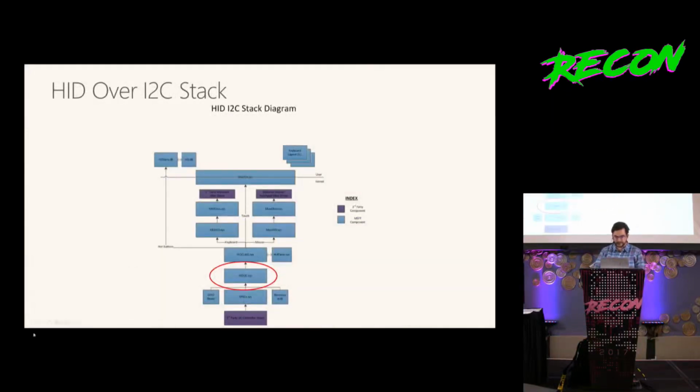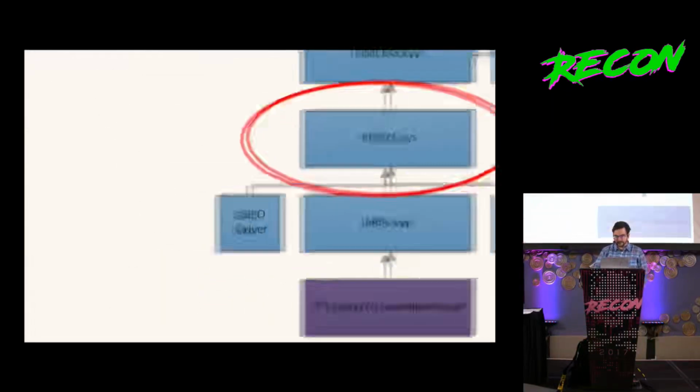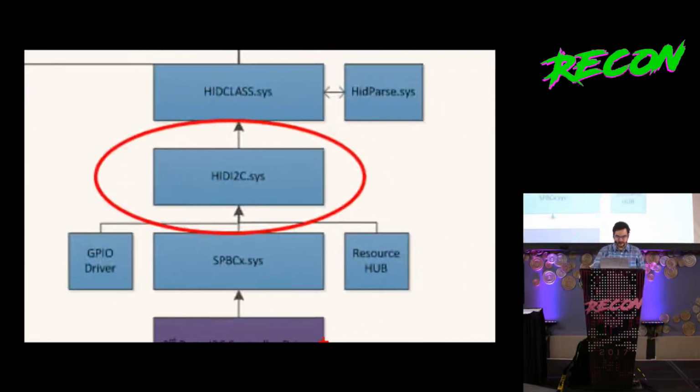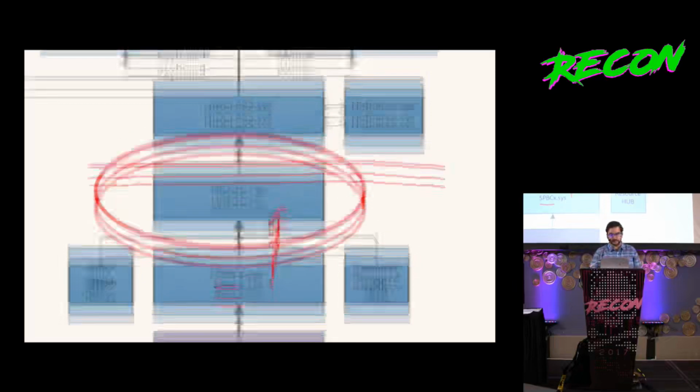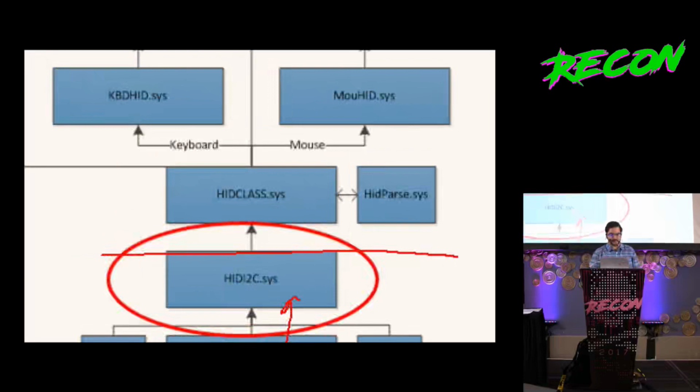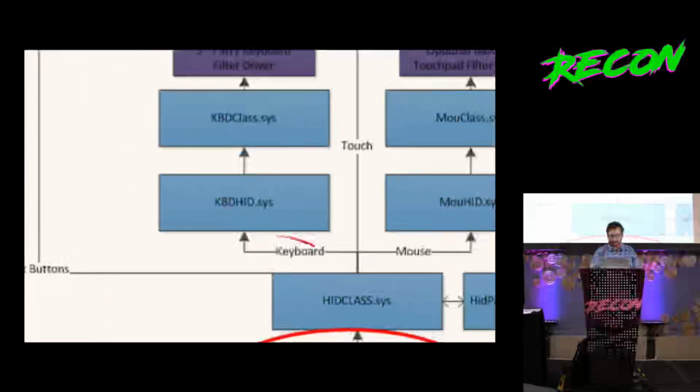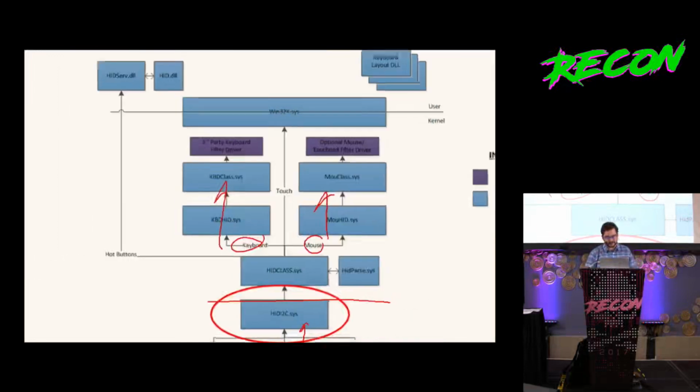So here's a diagram from Microsoft just to explain how it all works. You have what Microsoft calls SPB, which is the serial peripheral bus driver. This includes things like I2C and SPI. Specifically, there's a HID I2C driver on top of that. And then on top of the HID I2C driver, you have your normal HID parser, the HID class device. And then obviously, if it detects a keyboard or a mouse, then it loads the keyboard stack or the mouse stack or anything else like that.